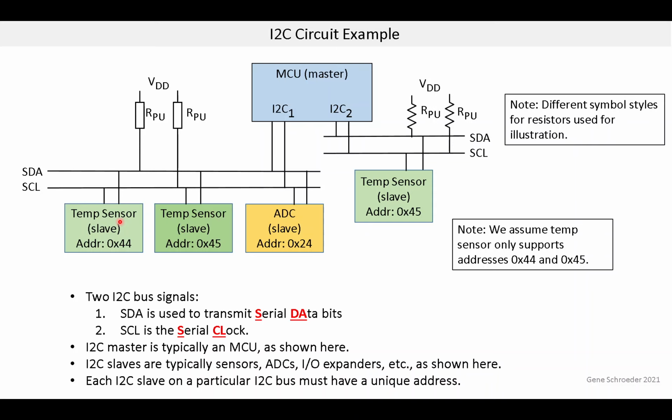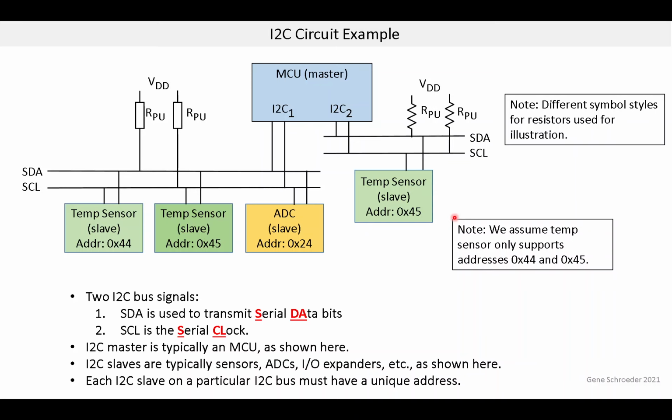We talked about I2C addresses and that each slave on a particular I2C bus must have a unique address. Now, this note here says that the temperature sensor can only be configured to have address hex 44 or address hex 45. And this is exactly the case with the temperature sensor I use in this course. It is limited to these 2 addresses, and that kind of address limitation is common in I2C devices. So if we need 3 temperature sensors, and if we had just a single I2C bus, we'd have a problem. We have 3 devices, but only 2 unique addresses.